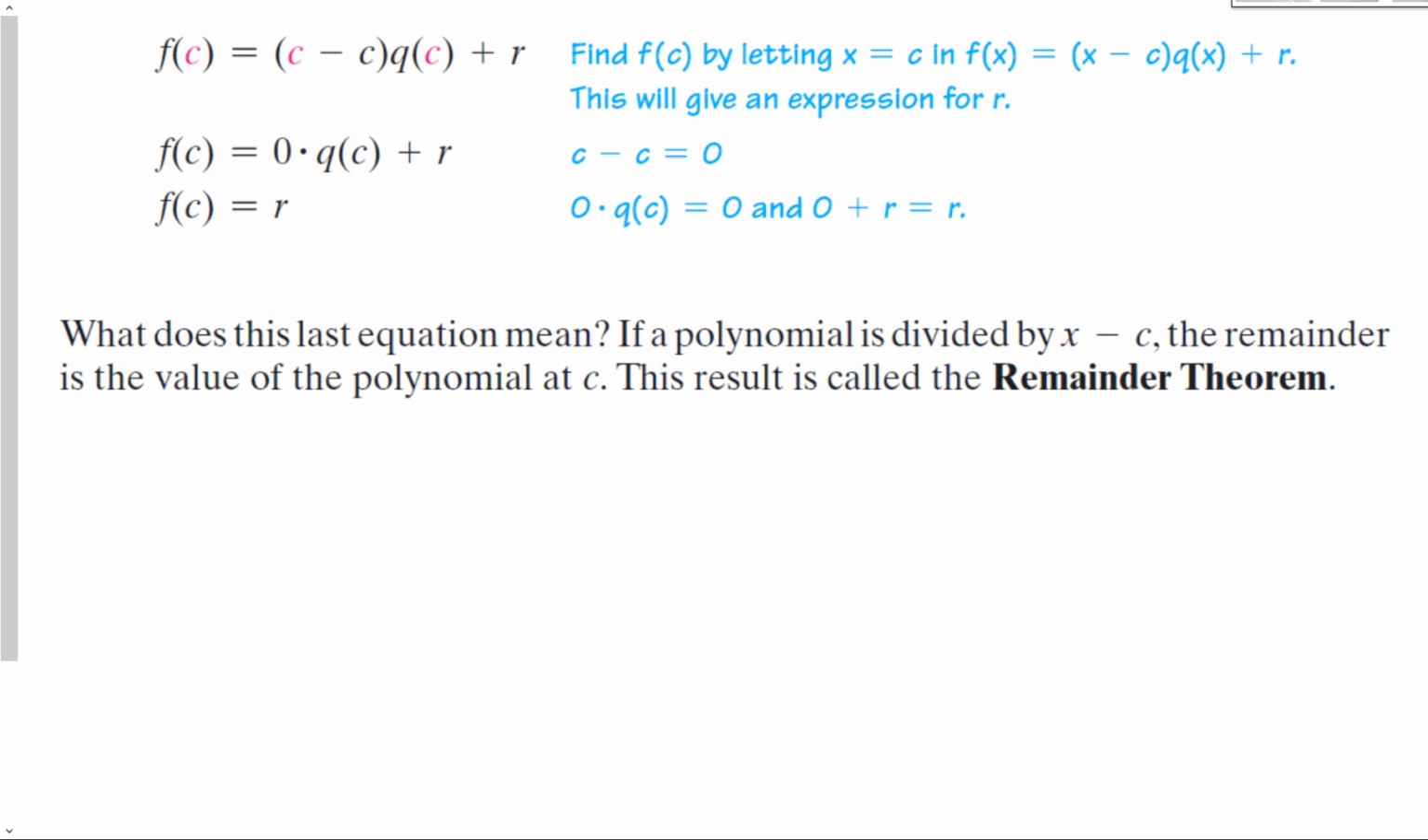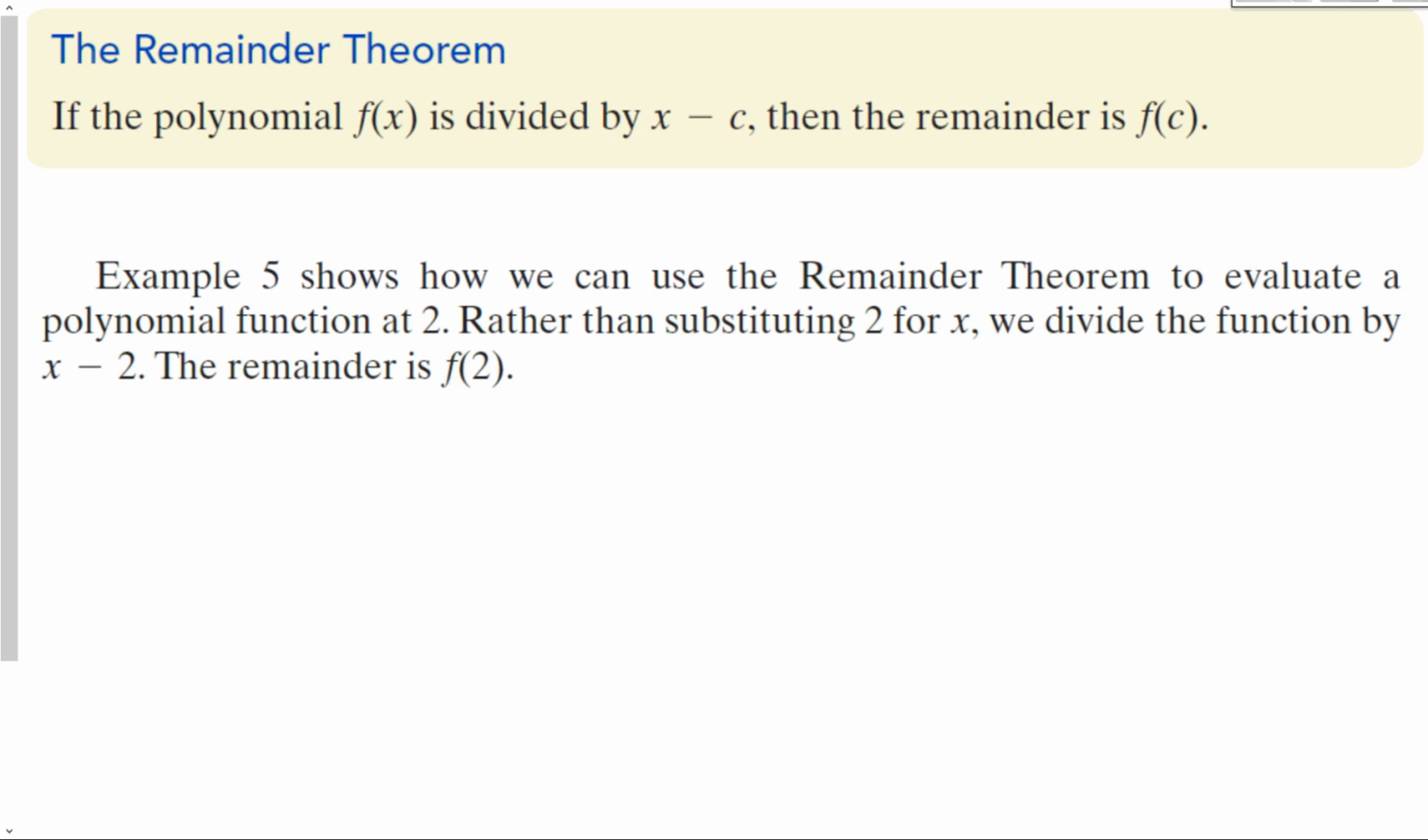This means that if I were to find f of c, when I plug in c, I would get c minus c, which is 0, times q of c. Who cares what that is, because 0 times anything is going to be 0. So the answer is going to be the remainder. So what does that mean? It means that if a polynomial is divided by x minus c, the remainder is the value of the polynomial at c. And that is the remainder theorem, which says that if a polynomial f of x is divided by x minus c, the remainder is f of c.